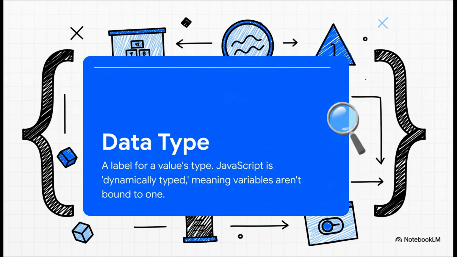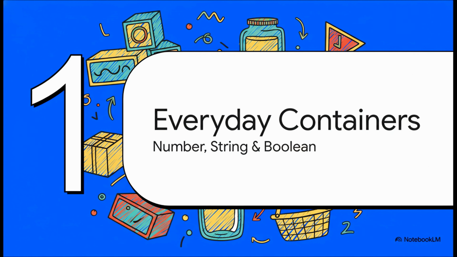I want you to think of a variable as just a container, like a box. A data type is the label you stick on that box that says numbers only, or just text in here. Now, what makes JavaScript kind of special is that it's dynamically typed. That means you can have a container holding a number one second, and then boom, you can swap it out for some text the next. It's super flexible. Our expedition is going to start with the three containers you'll be using constantly.